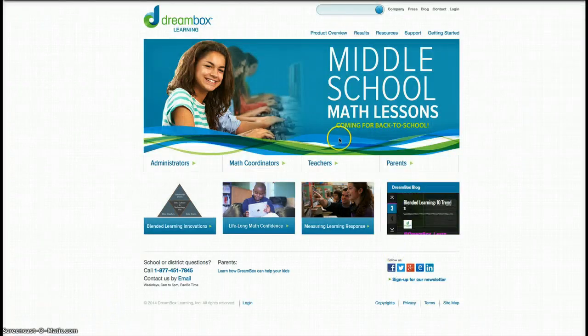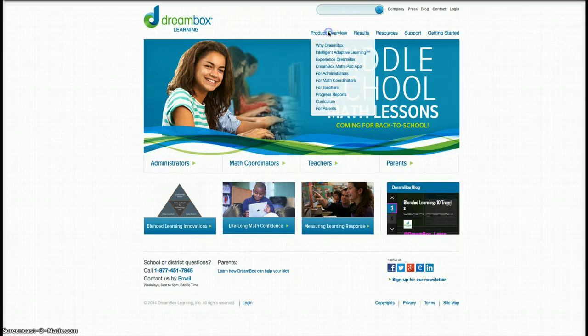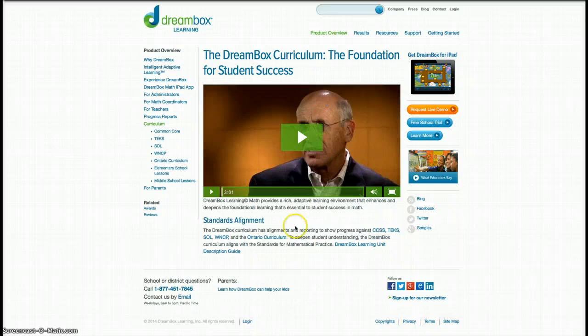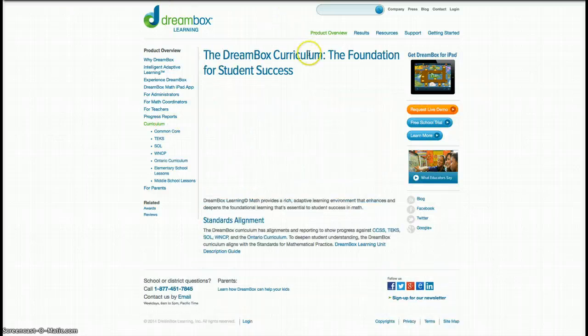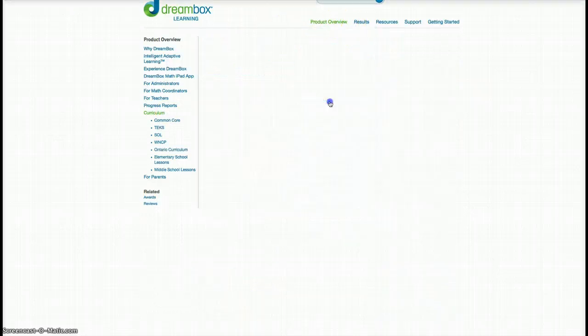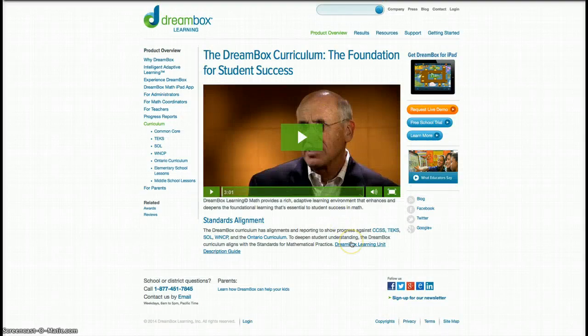So what about the Ontario curriculum? If you go to the product overview, you'll notice that there's a tab for curriculum. The Ontario curriculum is cited. It's a PDF that you can actually print out that shows the curriculum alignment from DreamBox with the Ontario curriculum. More powerful, when you go back, you'll see that under curriculum again, DreamBox Learning Unit Description Guide.